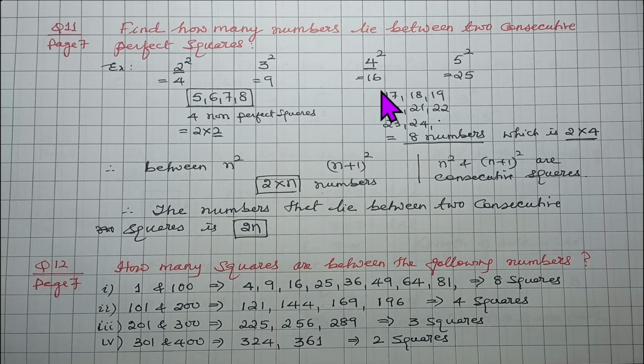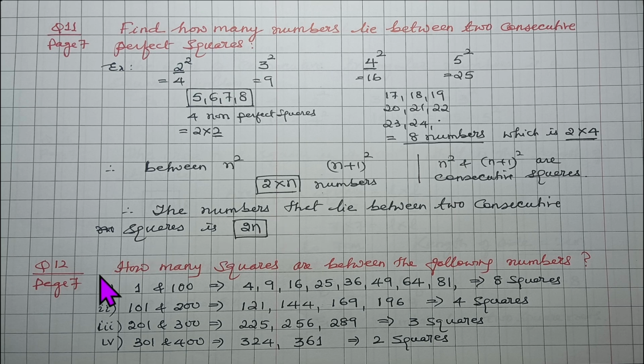Therefore, 8 numbers. The method is very simple: 4 into 2 becomes 8. So the generalization is, if we have two consecutive square numbers, that is n square and (n plus 1) whole square, the number of non-perfect squares between these two perfect squares is 2 into n numbers. Therefore the number of numbers that lie between two consecutive square numbers is 2n.